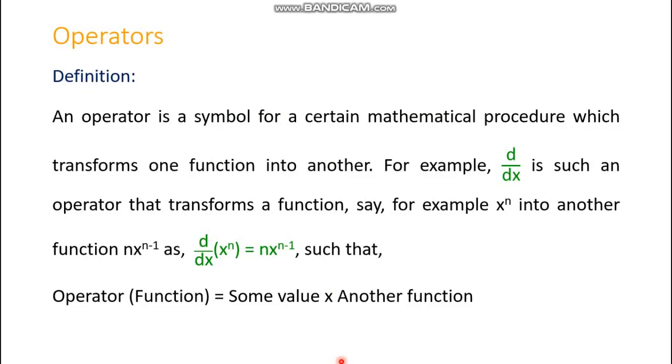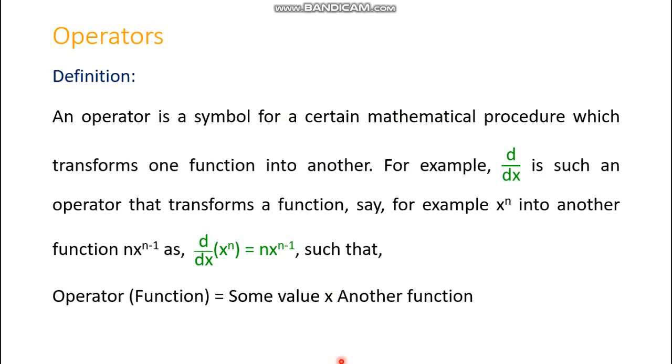Let's begin with the definition of operators. An operator is a symbol for a certain mathematical procedure which transforms one function into another. That means an operator is nothing but a mathematical procedure such as multiplication, division, addition, subtraction, taking root, taking square. These types of mathematical operations transform a function into another function.